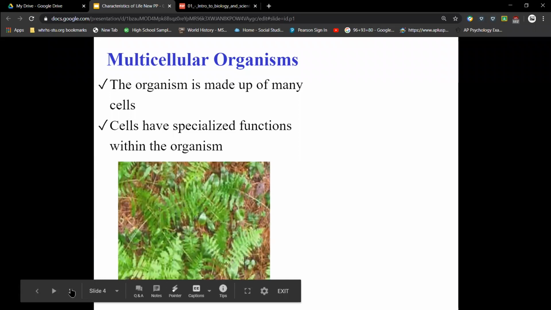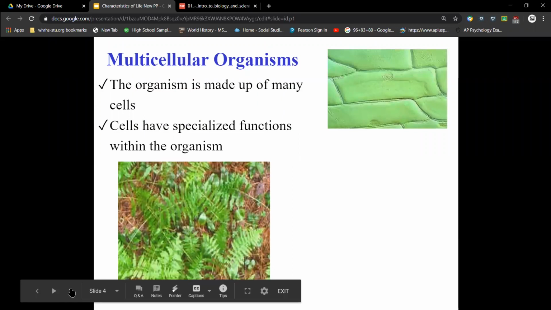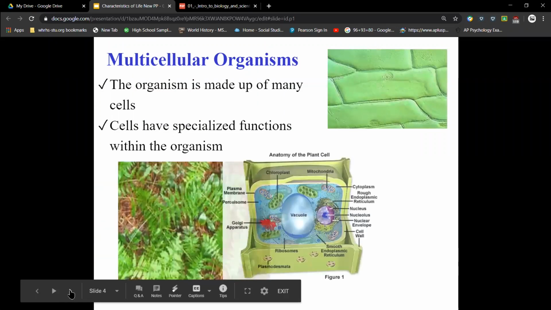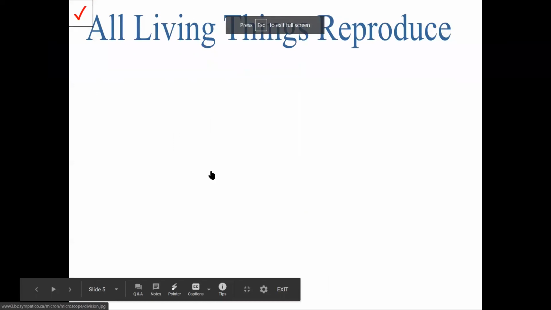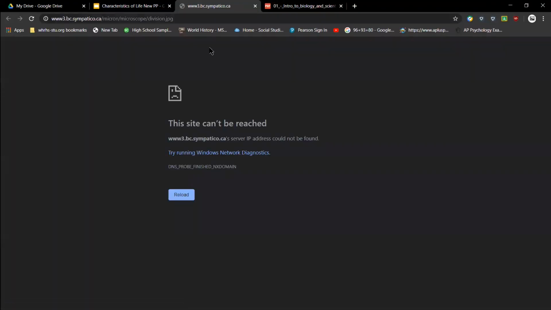So this here is an example of a fern. A fern is also a multicellular organism. And these are plant cells. These plant cells will make up that fern. And that's the anatomy of a plant cell, which we will get to later. So in addition, all living things will reproduce. Okay.